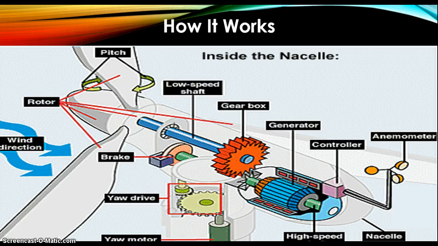This is a simple diagram showing how the wind turbine works. The wind goes into the turbine, spinning the rotor, and in turn spinning the low-speed shaft. This turns the gearbox and eventually turns the generator, which produces the electricity and transmits it out to the general public.